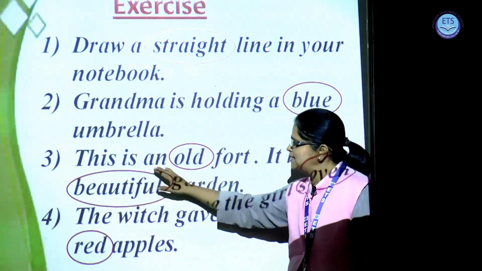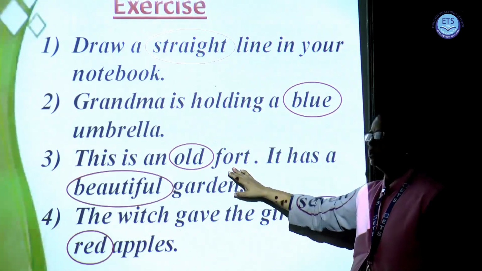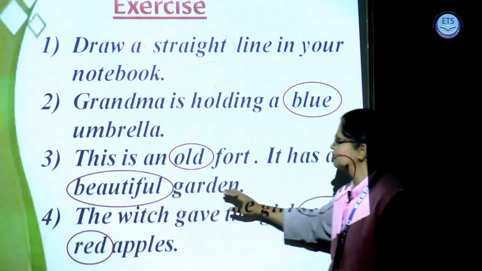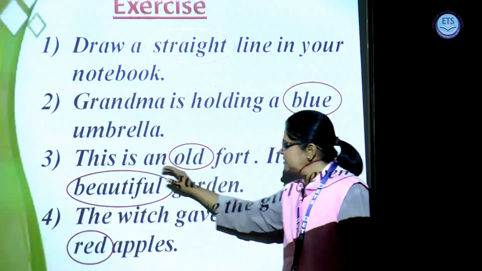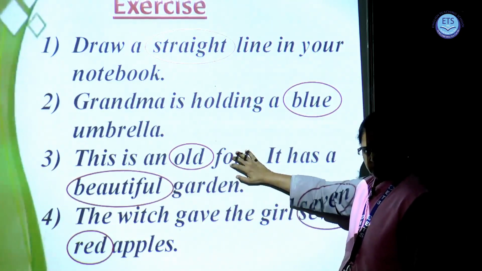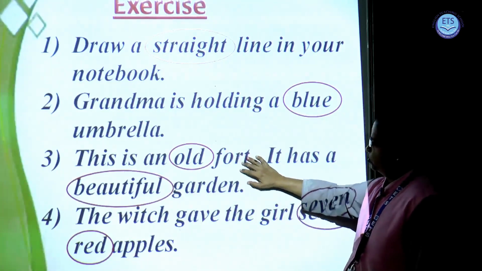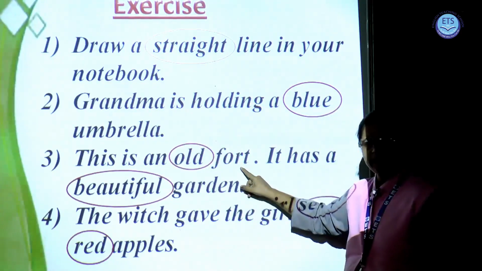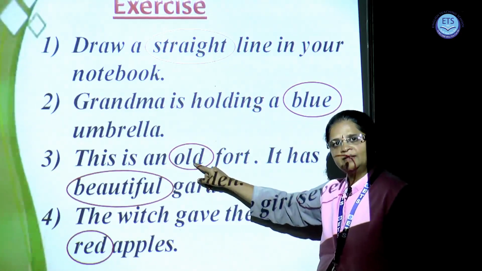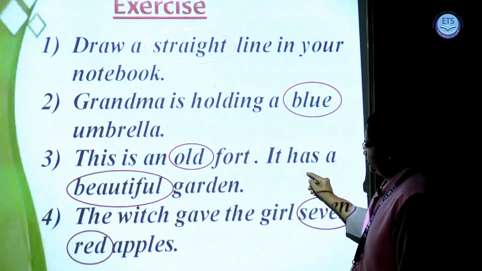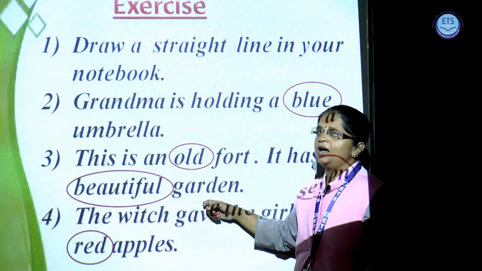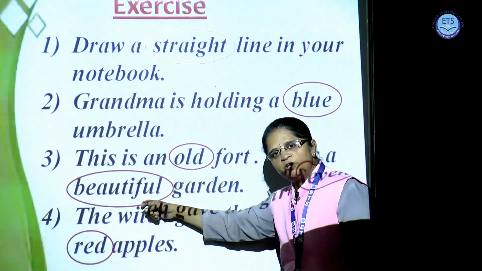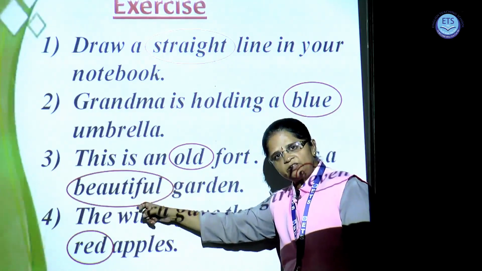Number 3, this is an old fort. It has a beautiful garden. Now, here two sentences are given. In the first sentence, you find the fort. But how is the fort? The fort is old, right? So, here old tells us how the fort is. So, old becomes an adjective. And in the second sentence, it tells us more about the garden. How is the garden? The garden is beautiful. So, beautiful also is an adjective.